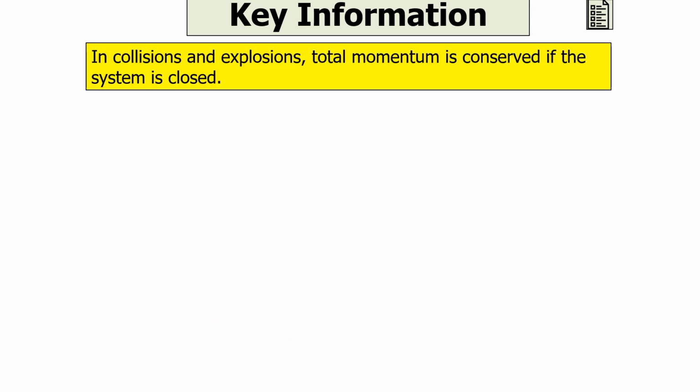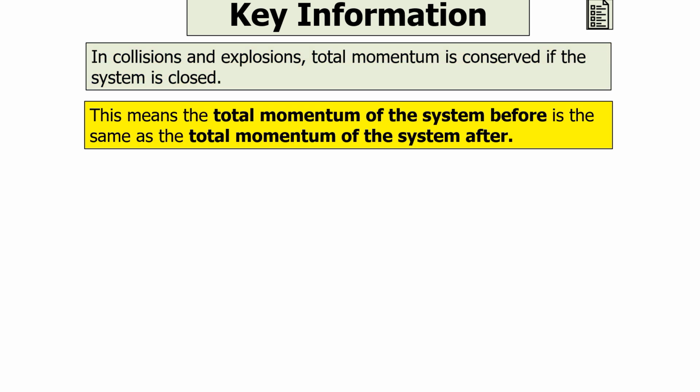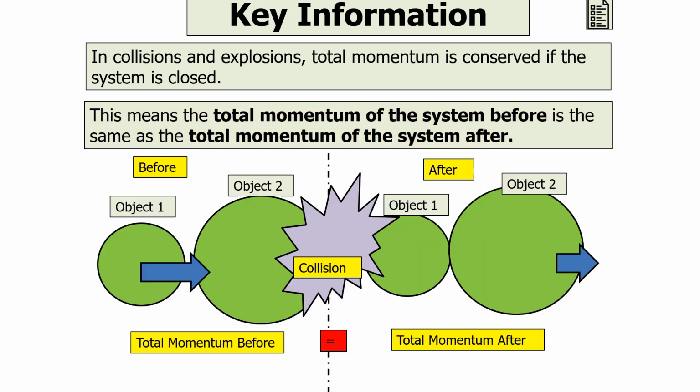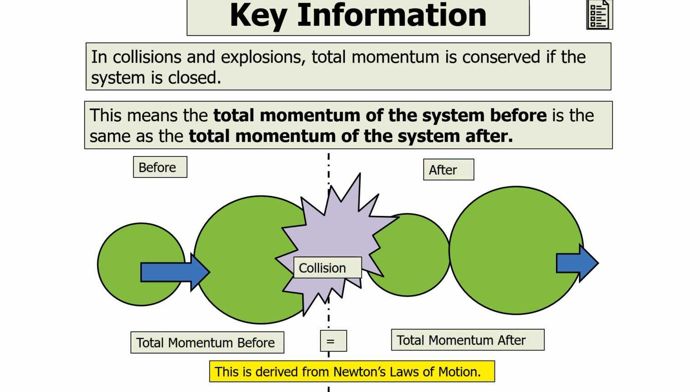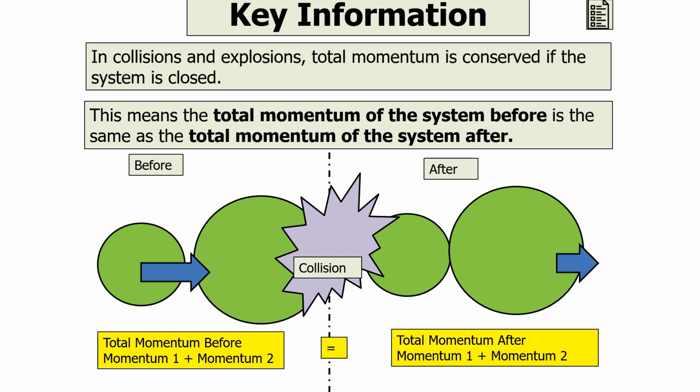Now, in collisions and explosions, the total momentum is conserved if the system is closed. So this means that the total momentum of a system before is the same as the total momentum of a system afterwards. So we can say the total momentum before the collision equals the total momentum afterwards. Now, this is derived from Newton's laws of motion. So we can say that the total momentum before, which is momentum 1 plus momentum 2, will equal the total momentum after, momentum 1 plus momentum 2.